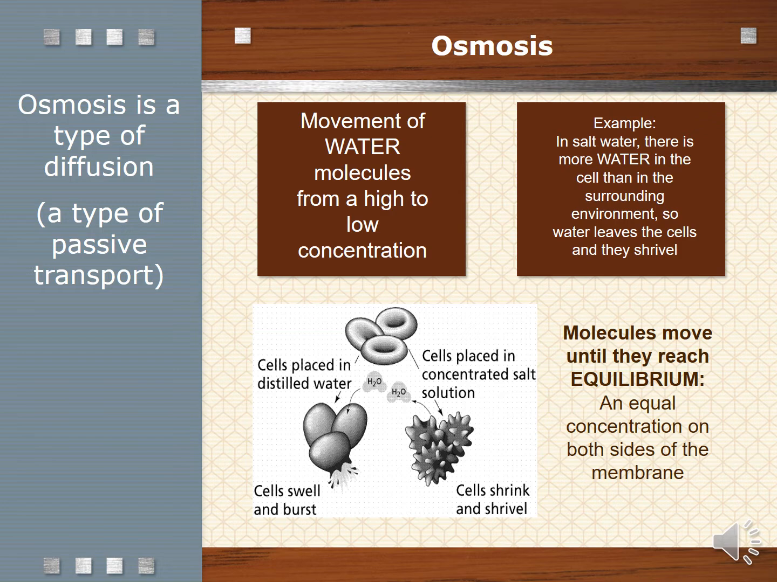So if we place cells in distilled water, that means there's lots of water. The cells are going to swell and burst because all the water is going to move into the cell. They can't hold any more water and they burst. But if you place them in a salt solution, the water is going to move out into the salt solution, and the cells will shrivel because we're trying to move from a high to a low concentration. Again, they move until they reach equilibrium.